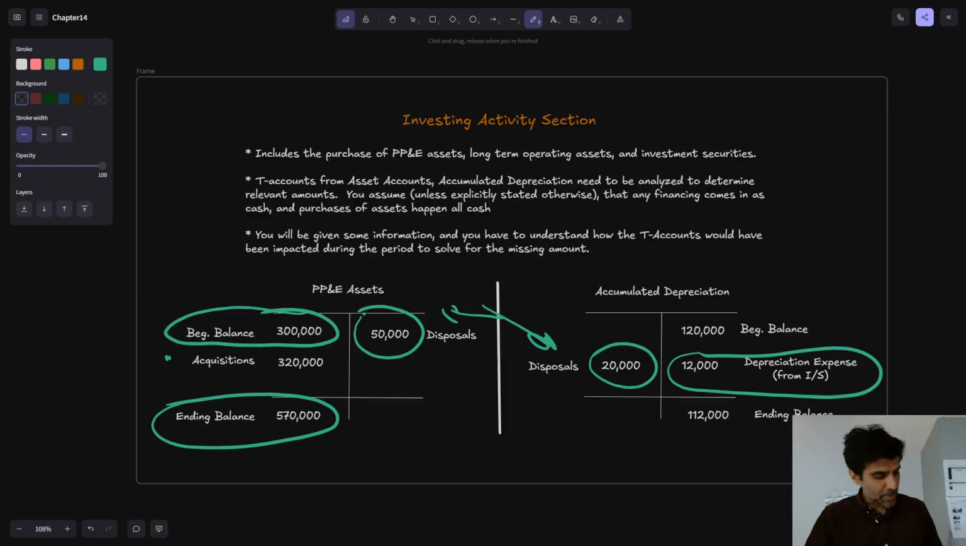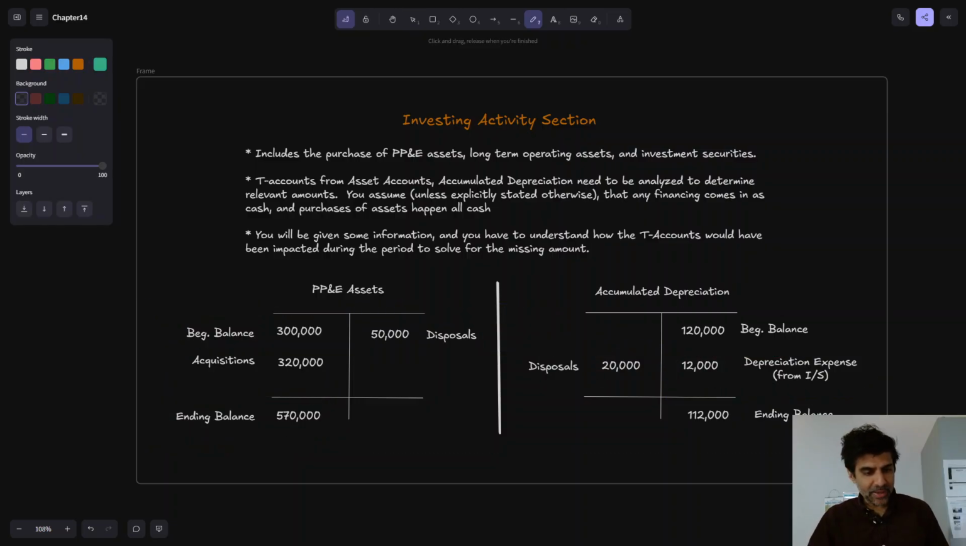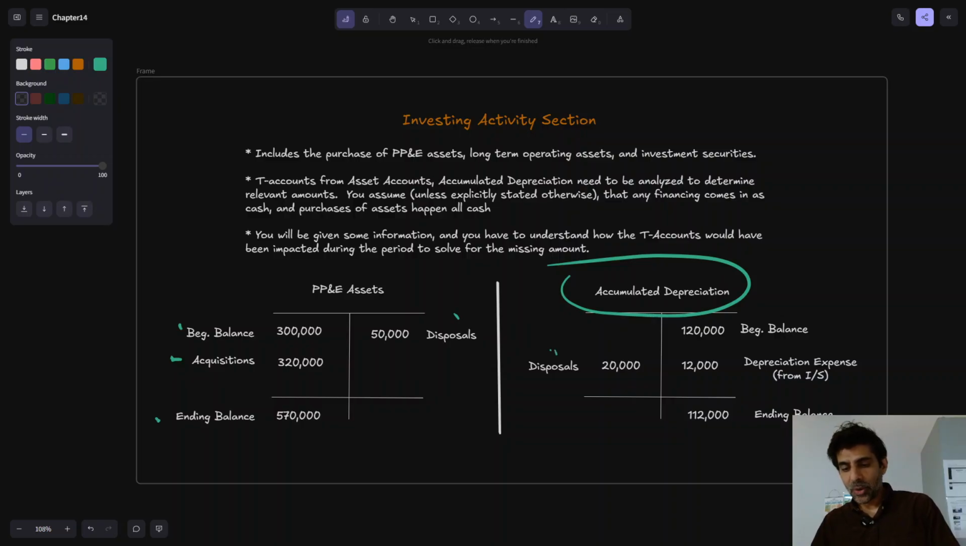But yeah, I would say just pay attention to this. You have beginning balance and ending balance. Acquisitions are obviously going to be a debit to plant assets. Disposals will be a credit. For accumulated depreciation, the disposals are going to be a debit. You're also going to have a beginning and ending balance. These two will also appear on the balance sheet.